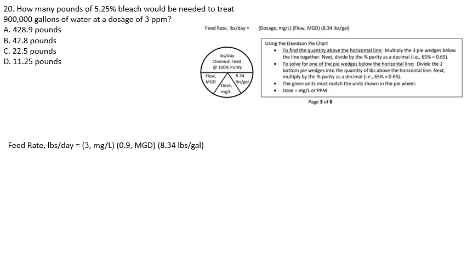Parts per million would be either parts per million or milligrams per liter. They're the same. Times 8.34 pounds per gallon. It's going to get you 22.52 pounds. And the purity of the bleach is 5.25. So you're going to multiply that as a percentage. 5.25% is 0.0525. Will give you an answer of 428.9.